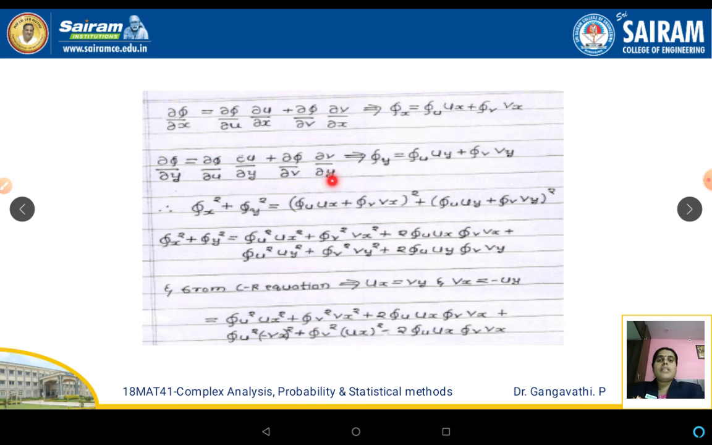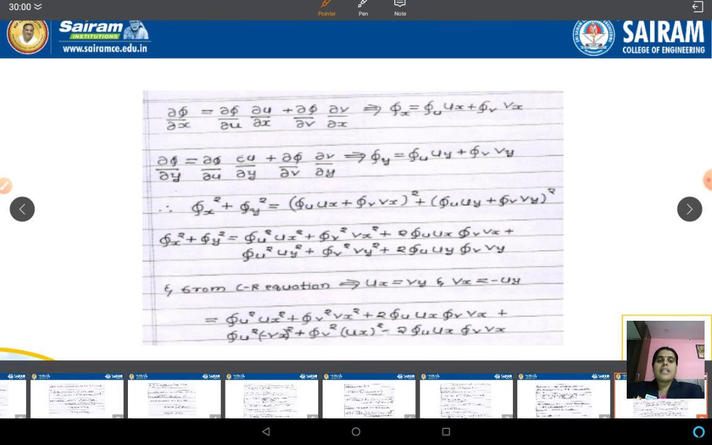I hope you remember the chain rule concept, so we have used that. Dou phi by dou y is phi y, dou phi by dou u is phi u, dou u by dou y is uy, dou phi by dou v is phi v, and dou v by dou y is vy. Now consider phi x square plus phi y square: square these two equations and add them.